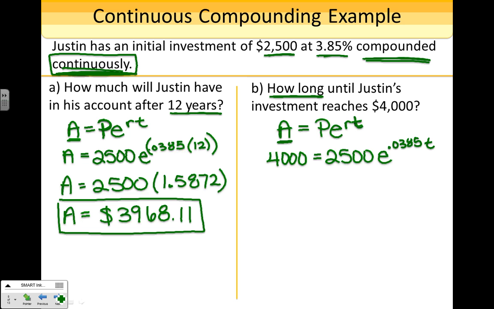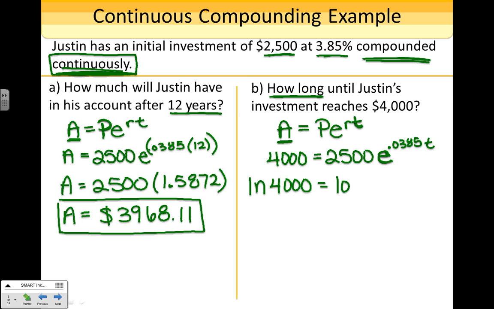But we need to solve for T. So last time we put this into log form. Let's use the other method this time, where we take the log of both sides. In this case, we're working with E, so it would make the most sense to take the natural log of both sides.